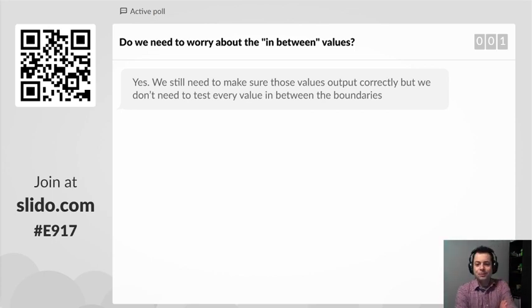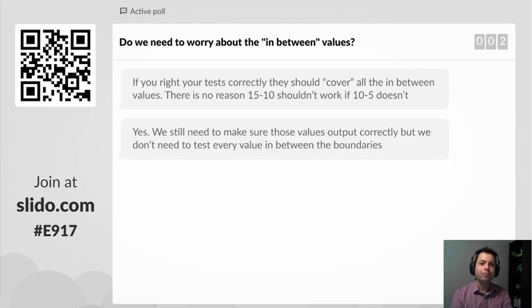All right. Yes, we still need to make sure those values output correctly, but we don't need to test every value. That makes sense, right? If you write your test correctly, you should cover reason, no reason. Yeah, ideally, right? So this is the ideal situation.